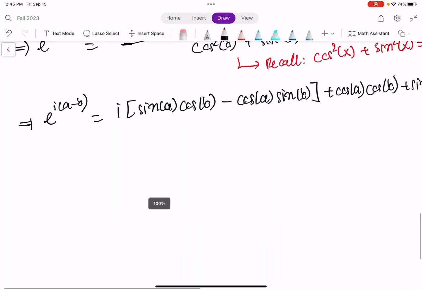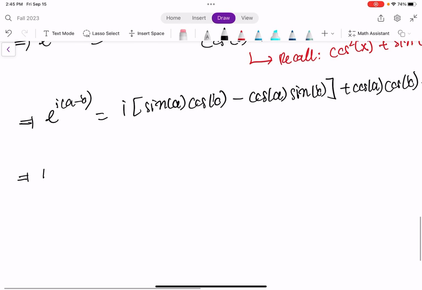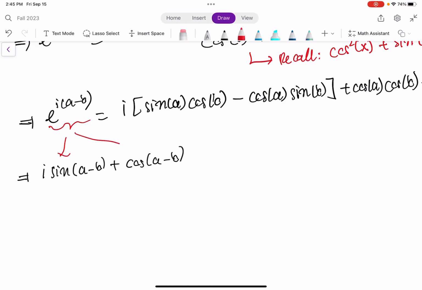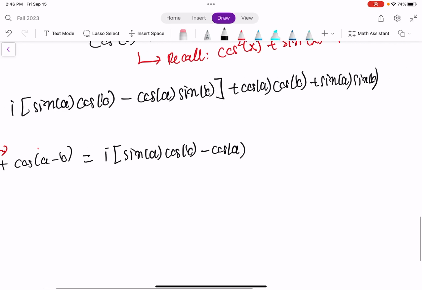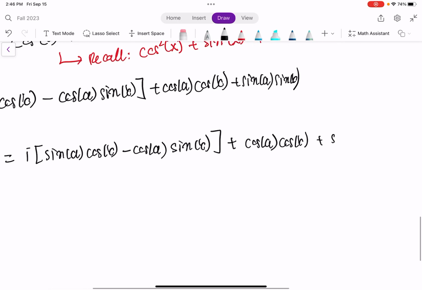So you could say i sine of (a minus b) plus cosine of (a minus b). This is basically e to the power i(a minus b) based on the definition. And you copy and paste the rest: i times sine a cosine b minus cosine a times sine b, plus cosine a cosine b plus sine a sine b.